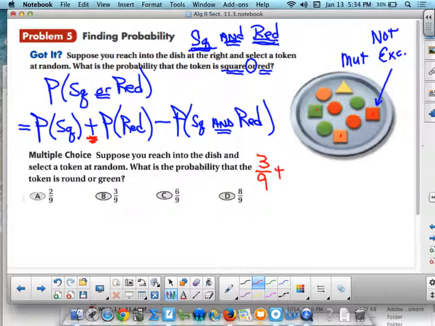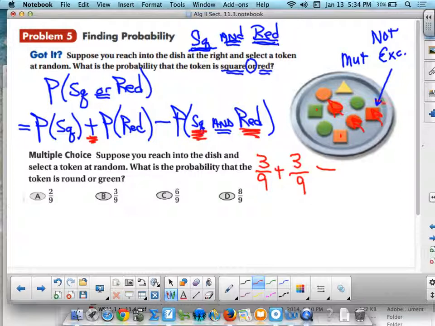Probability that it's red, I got red, red, red. This one's orange. I know you can hardly tell, but it is. So there are 3 reds out of 9. And then you have to subtract the probability that it happens to be square and it's red.